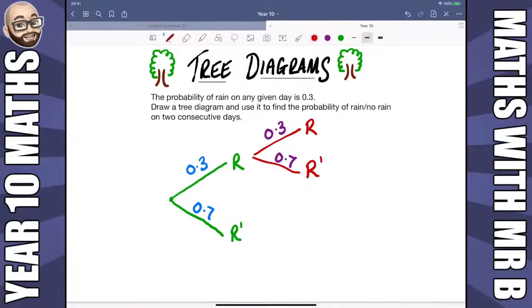And again, because these questions that we're going to do today are the easy ones, it's going to be the same at the lower half of the diagram as well. If it did not rain on day 1, then it still has a chance of raining on day 2 or not raining on day 2, and those probabilities are exactly the same.